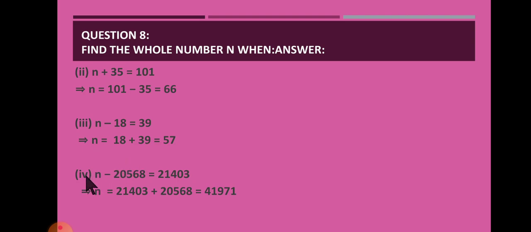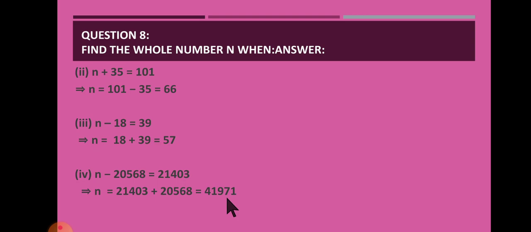Question number 4. n minus 20,568 is equal to 21,403. So here too we will apply the transposition rule. Negative 20,568, when we transfer it to the right side, from negative it becomes positive. So now 21,403 plus 20,568: 8 plus 3 is 11, 1 carry 1, 6 plus 1 is 7, 5 plus 4 is 9, 0 plus 1 is 1 and 2 plus 2 is 4.